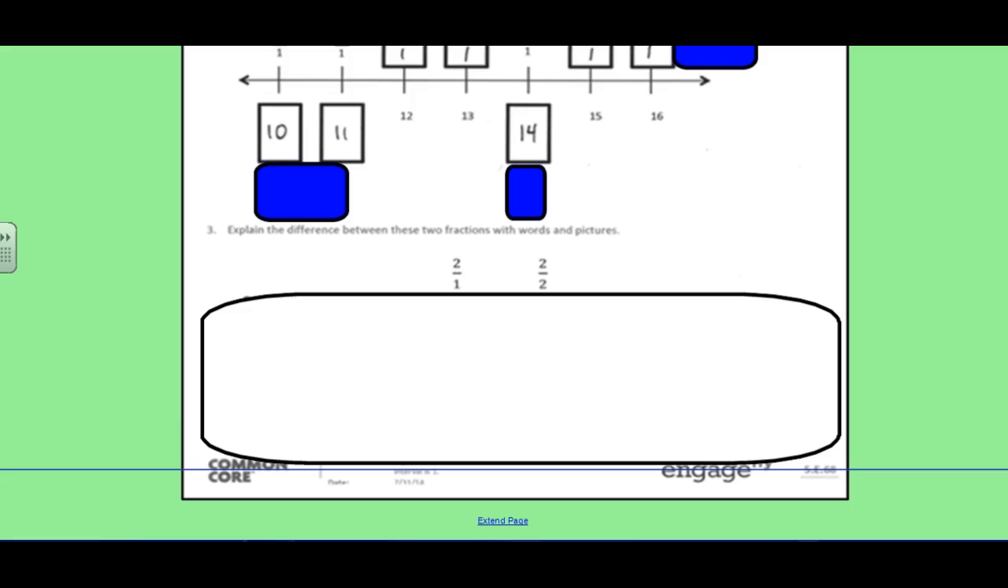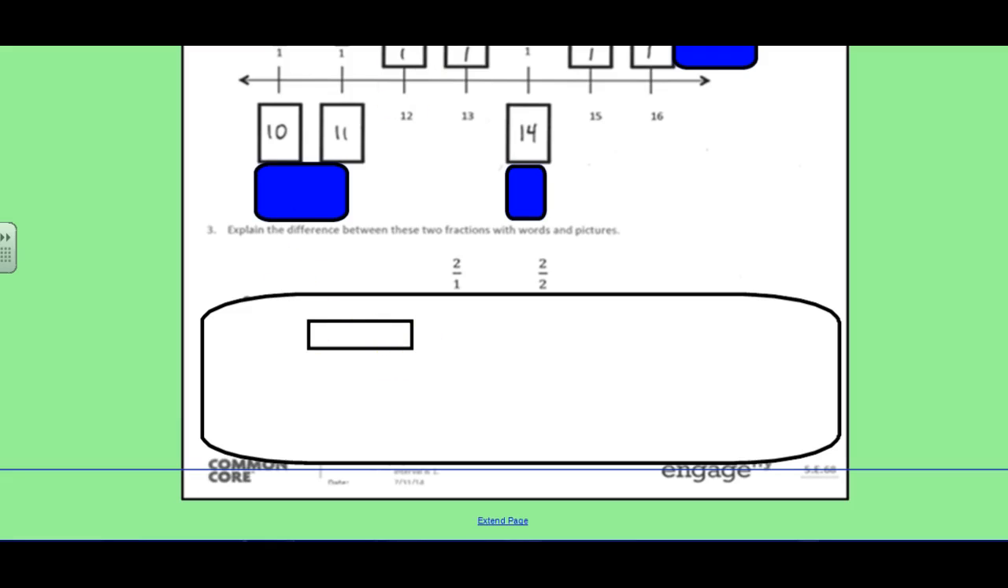The last one says, explain the difference between these two fractions with words and pictures. Okay, so I see the fraction 2 over 1, and I also see the fraction 2 halves. So the first thing that we're going to do is we're going to draw a picture. So for this first one, if the denominator is 1, then that tells me that a rectangle that I'm going to be drawing is just going to have one part. But the numerator tells me that there's going to be 2 parts that are shaded.